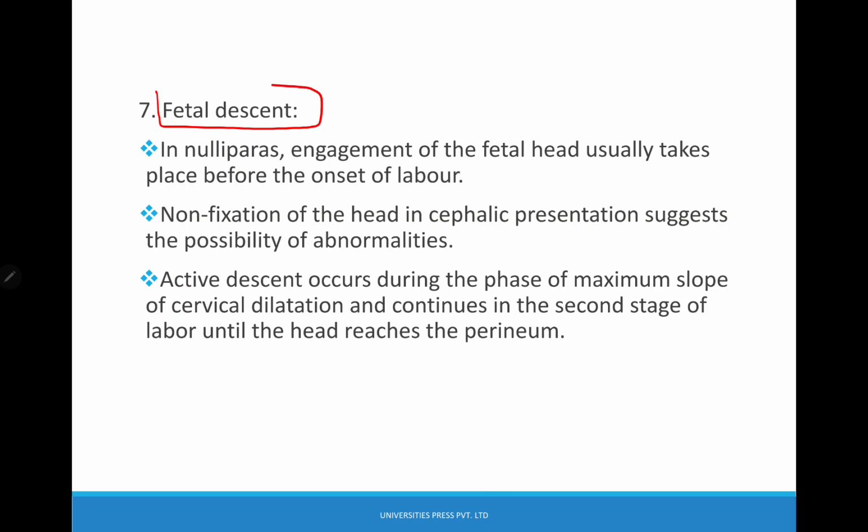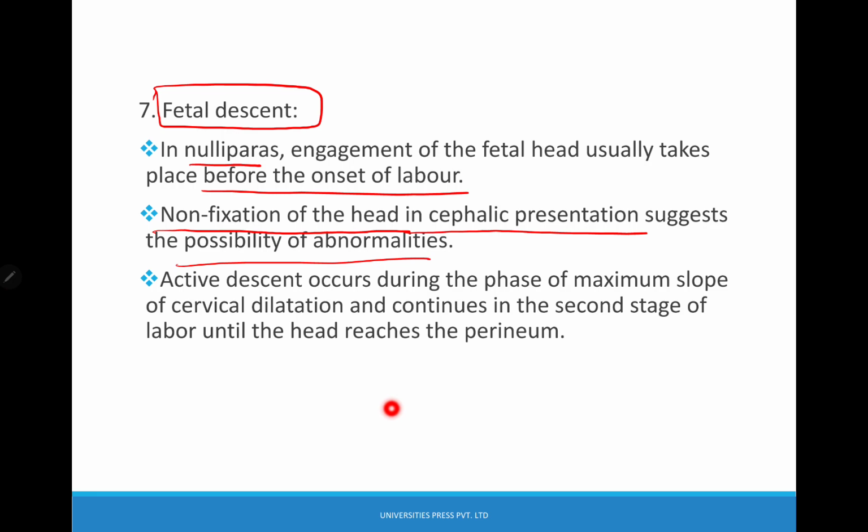Next, the seventh event in labor is fetal descent. In nulliparous women, the engagement of the fetal head usually takes place before the onset of labor. Non-fixation of the head in cephalic presentation suggests the possibility of abnormalities. Active descent occurs during the phase of maximum slope of cervical dilatation and continues in the second stage of labor until the head reaches the perineum.